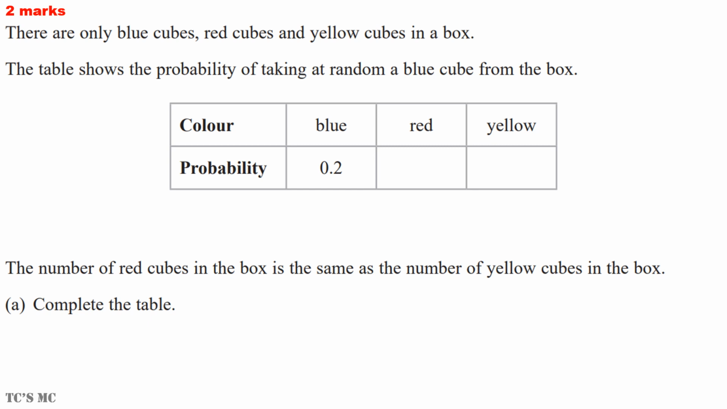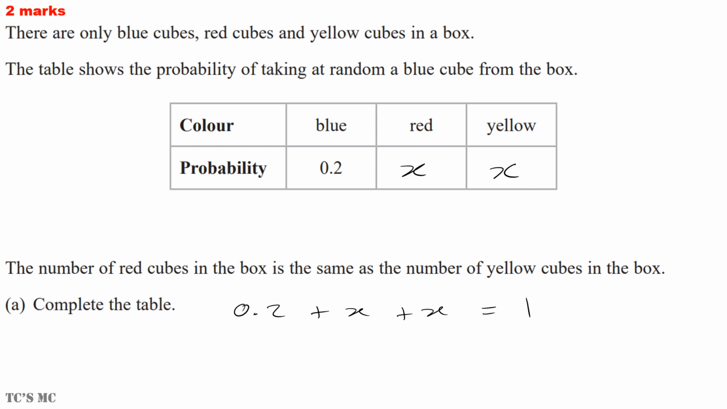There are only blue cubes, red cubes, and yellow cubes in a box. The table shows a probability of taking at random a blue cube from the box. The number of red cubes in the box is the same as the number of yellow cubes in the box. Complete the table. To get 1 mark, you need to understand that each one is x, and we're going to create an equation. So 0.2 add x, because we've said it equals 1, I have 1 mark now. Because I've shown the examiner I understand probabilities add up to 1.